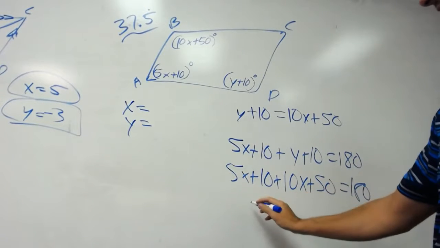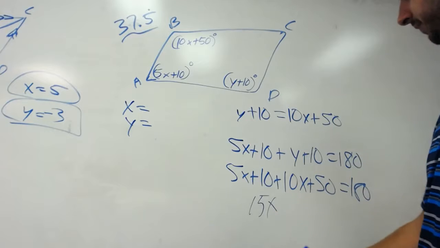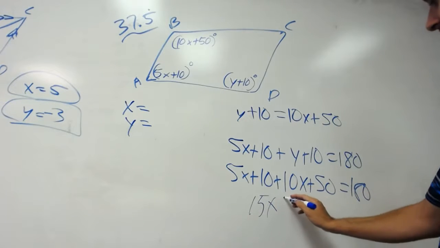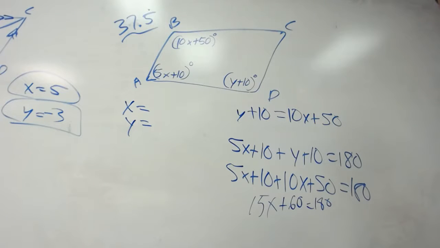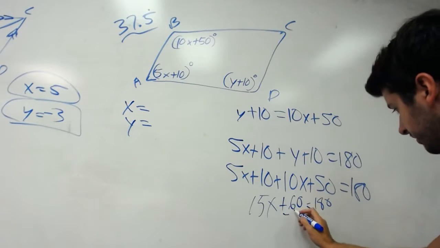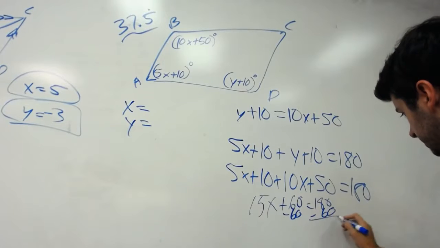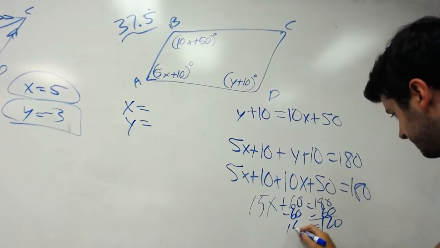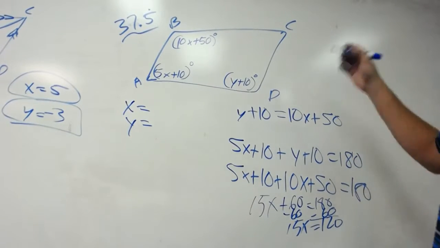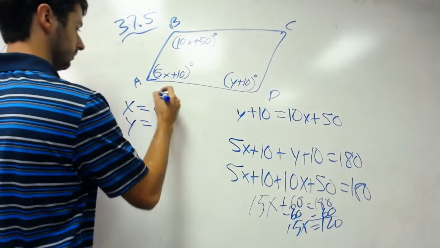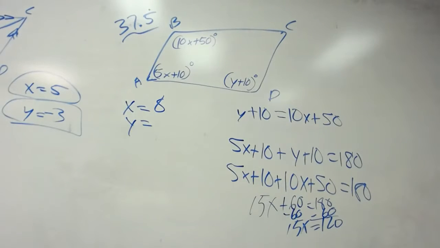10x, 5x is 15x. 10 plus 50, 60. Solve from there. Minus 60, 120 equals 15x. Let's see, what would that be? 8. So x would be 8. X would be 8. And then you can figure out how you want to solve for y.